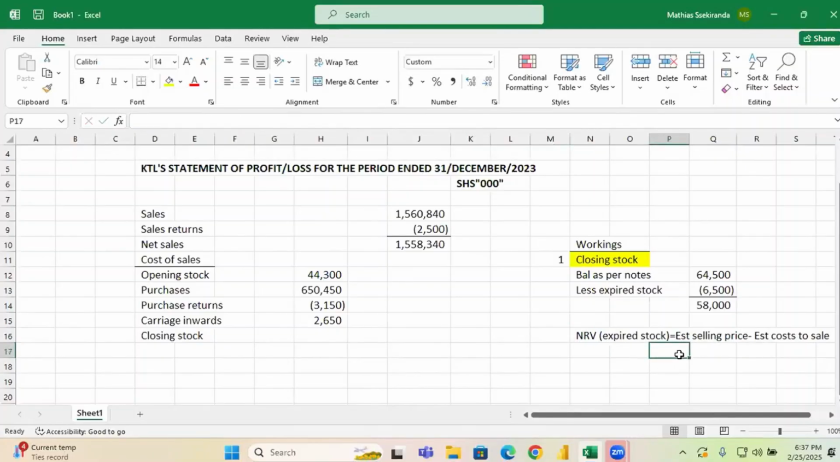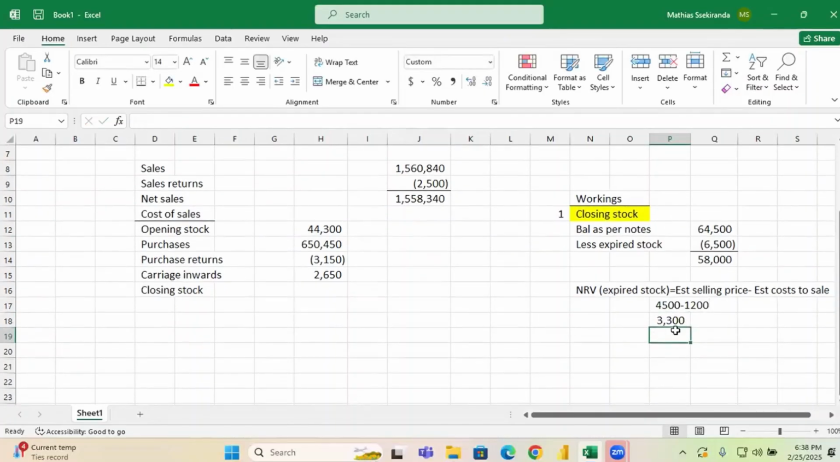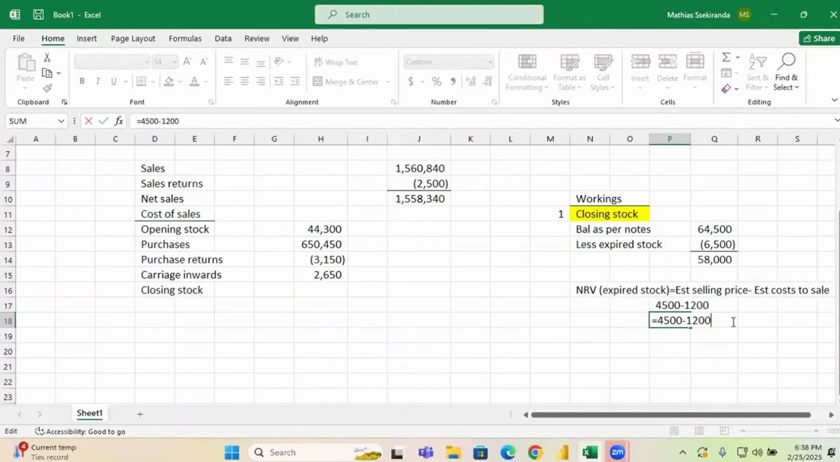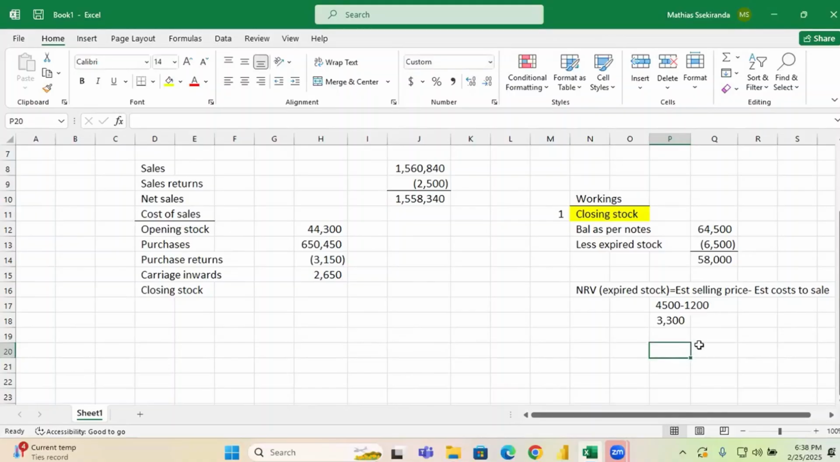So they are telling us we can sell it at 4.5, but after incurring 1.2 million. Let me leave out the zeros because they will confuse us. 4.5 minus 1.2 gives us 3.3. So this stock can only be sold at 3.3. You realize 3.3 is lower than its cost of 6.5, and IAS 2 says inventory is measured at the lower of cost and net realizable value. Therefore, we shall take 3.3 instead of 6.5.